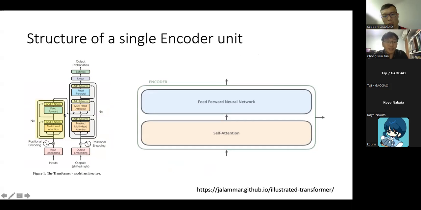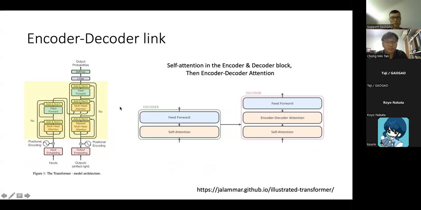Okay, so what is inside the structure of the encoder block? First, we have a self-attention module, followed by a feed-forward neural network. The self-attention module is this one, and the feed-forward is down here. The output will then be passed to the decoder block, which also has a self-attention, and we have this encoder-decoder attention.